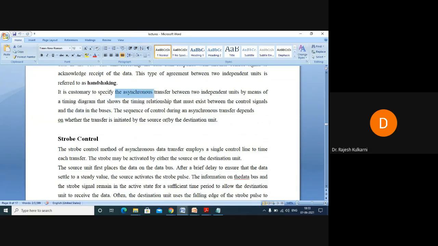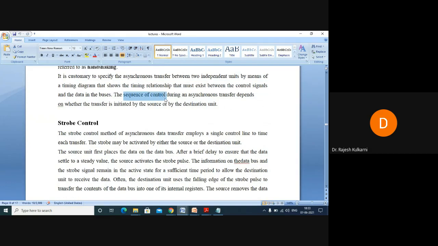All the books, all the literature to explain asynchronous data transfer use a timing diagram. So what does this timing diagram do? It shows the timing relationship which exists between the control signal and the data. Now the sequence of the control again depends on whether the data transfer is initiated by the source or by the destination.